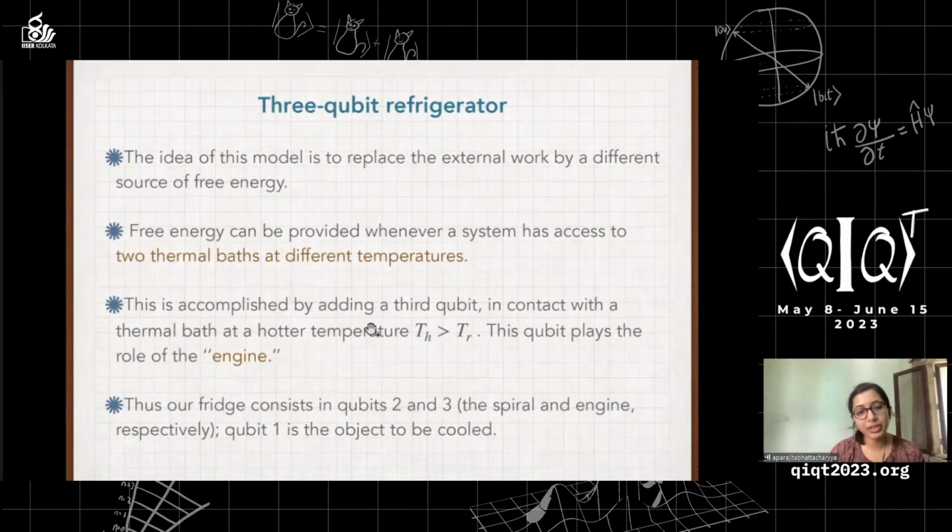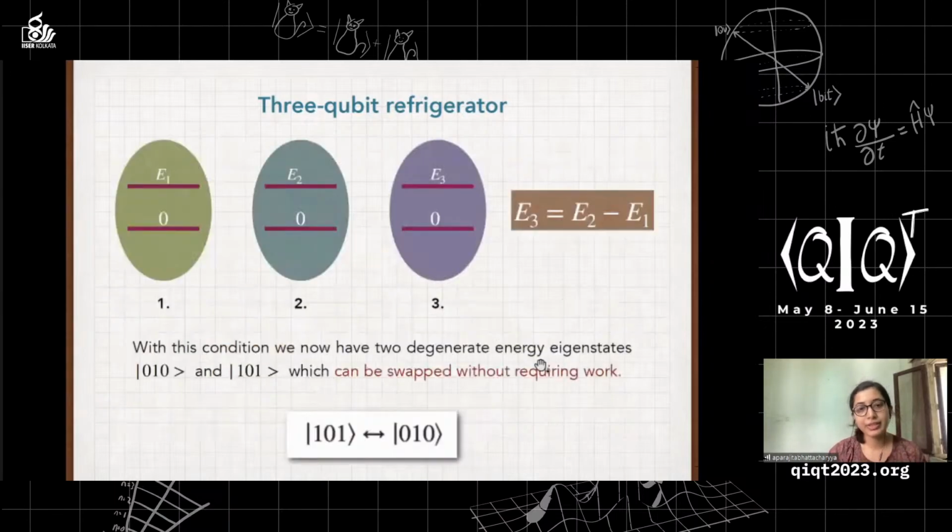This is accomplished by adding a third qubit in contact with a thermal bath at a hotter temperature TH, greater than TR, and this qubit plays the role of the engine. Thus our fridge consists of 3 qubits. The first one is the object to be cooled, the second is a spiral, and the third is the engine. So this is the final refrigerator model: this is the object to be cooled, this is the spiral, and this is the engine. These two are at temperature TR, and this is at temperature TH, greater than TR.